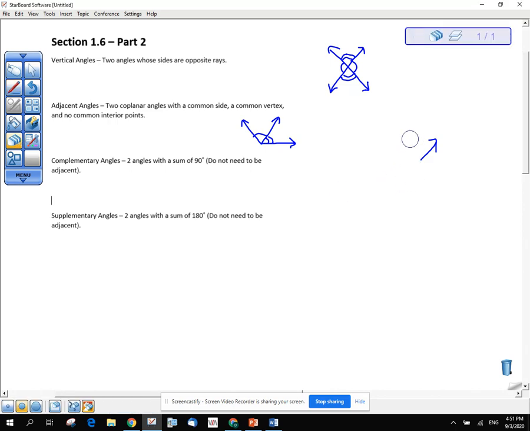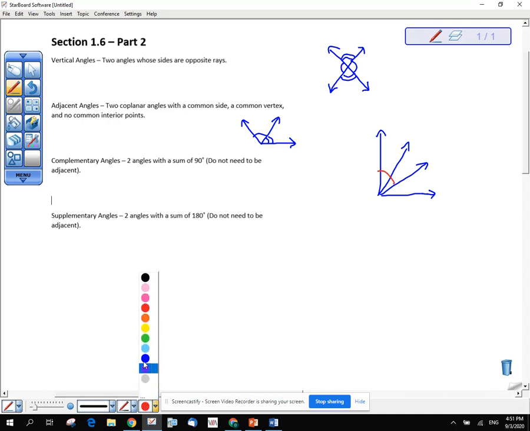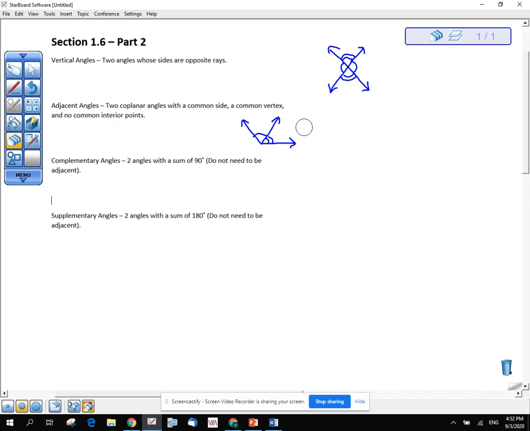Let me give you one more example. What if no common interior points? What would that look like? Well, go back to that similar drawing to the one that I just had for the first example, if you will. What about this angle and this angle? They have a common vertex. They really don't have a common side either, but they also share some interior points here, and that can't happen. So none of those, all three of those examples, none of those are adjacent angles, only something that looks like this.